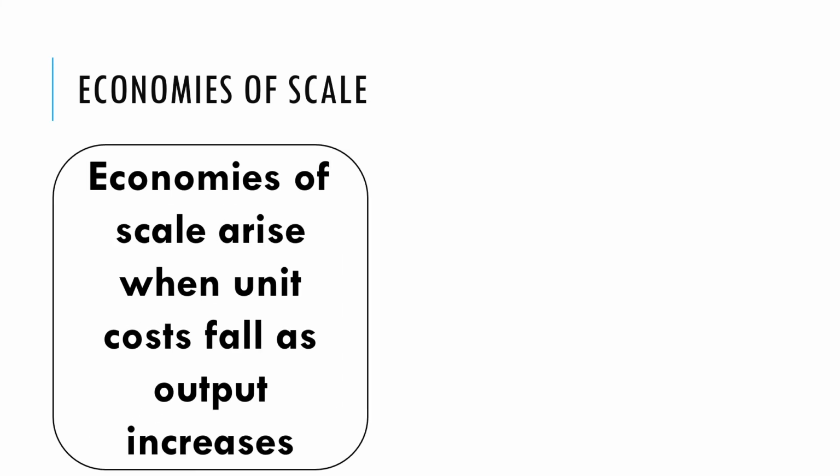And this is quite a common concept, that as we produce more, the costs begin to fall per unit. And we call this economies of scale. So take this definition down in your notes. Economies of scale arise when unit costs fall as output increases.